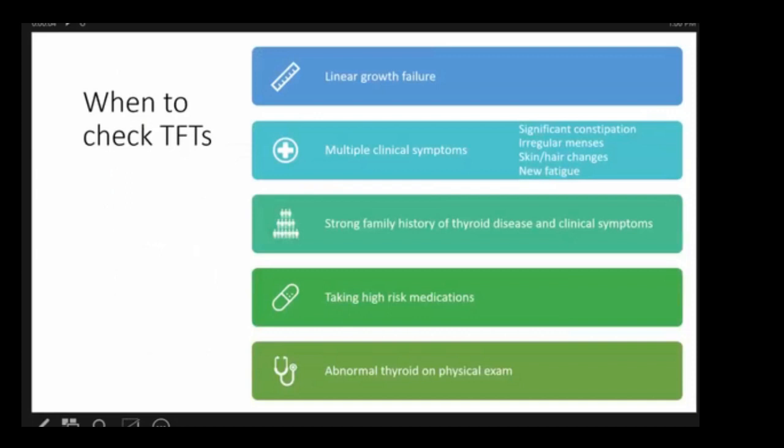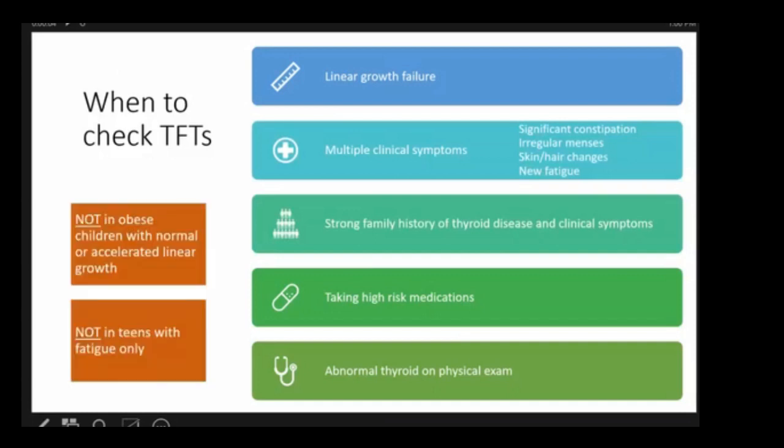This is a flow chart I created just to help interpret the thyroid function testing. I recommend you start with the TSH as it's the most sensitive. In reality, we often order TSH and free T4 together, but if you're forced to choose one for some reason, I would choose the TSH. Then whether it's low, normal, or high will lead you down the algorithm of what to order next and when to refer to endocrinology.